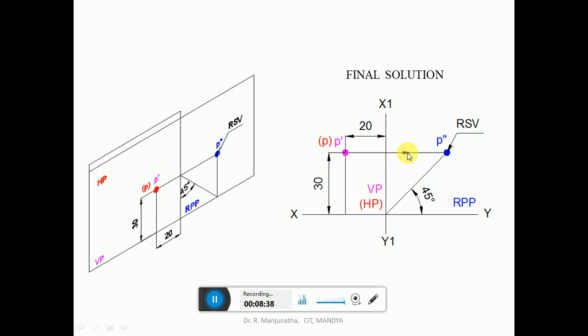So you show the direction of projection and show the dimensions. Behind RPP distance of 20 mm is shown from this point to the X1 Y1 line, and the distance above HP and behind VP are both 30. So from the XY line to this point you draw a dimension of 30 mm. So this is how we are going to solve this problem in the sketchbook in the second quadrant.